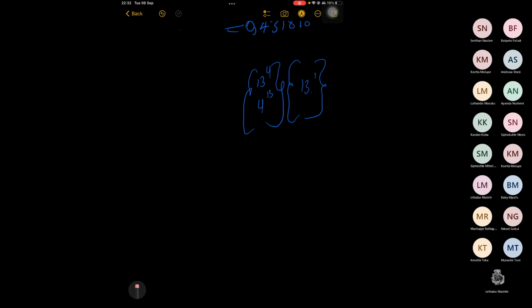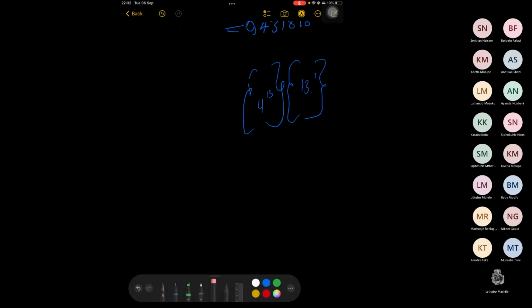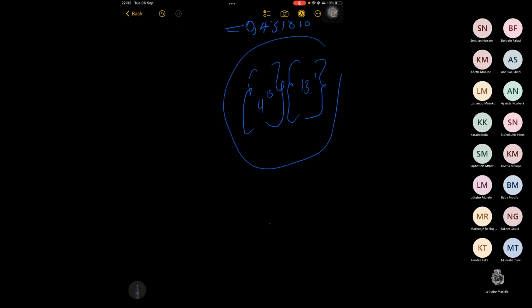I feel like 13 to the power 4 is more... I mean, 13 to the power 4 might be a bit smaller, so I feel like this is not there at all. So try between those 2. Is it clear? Yes, sir. Thank you. Sharp.